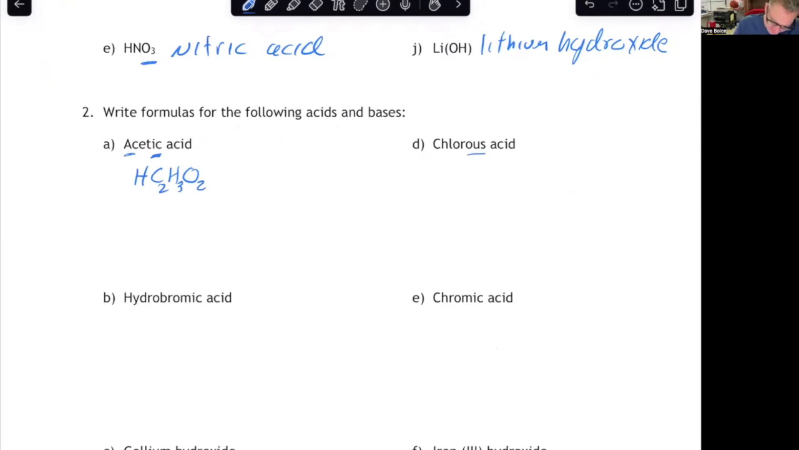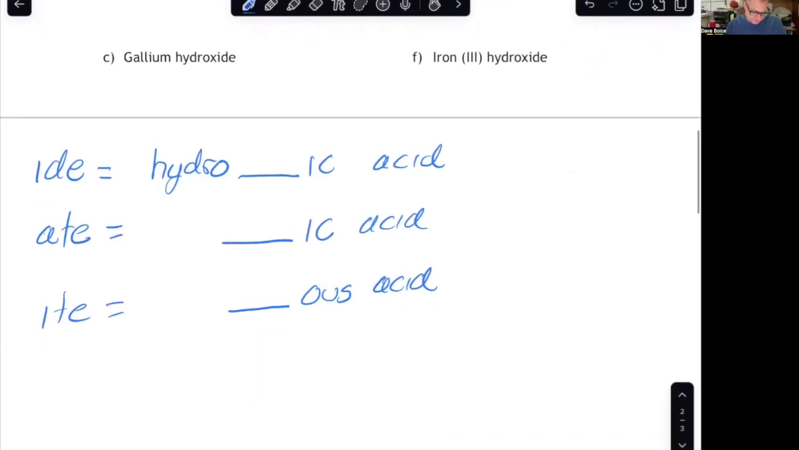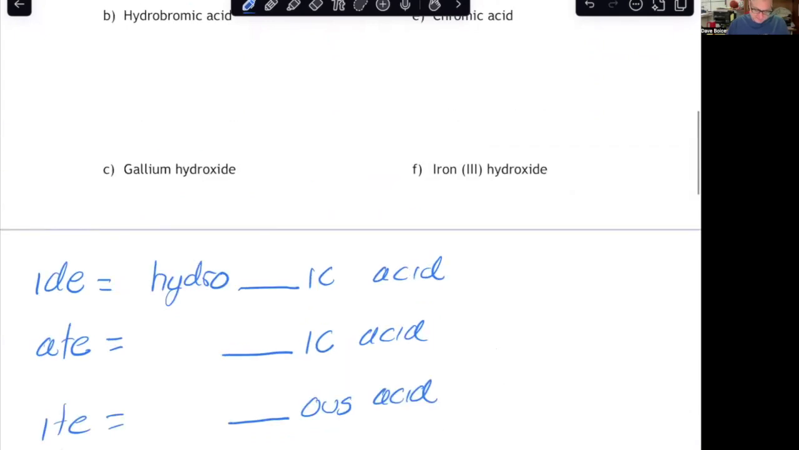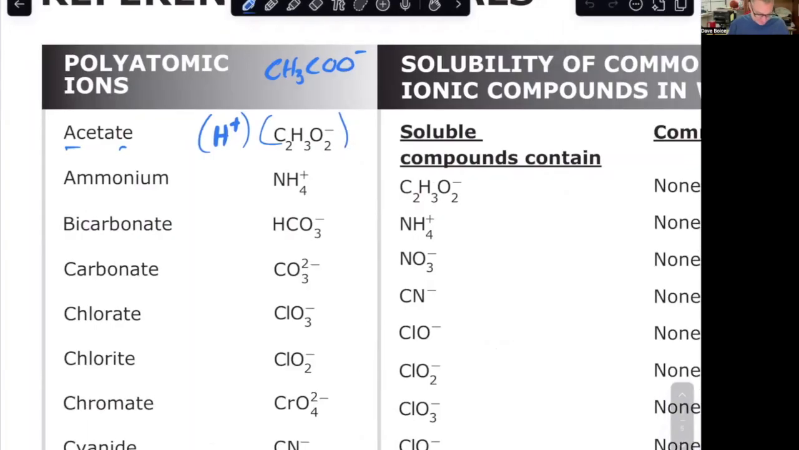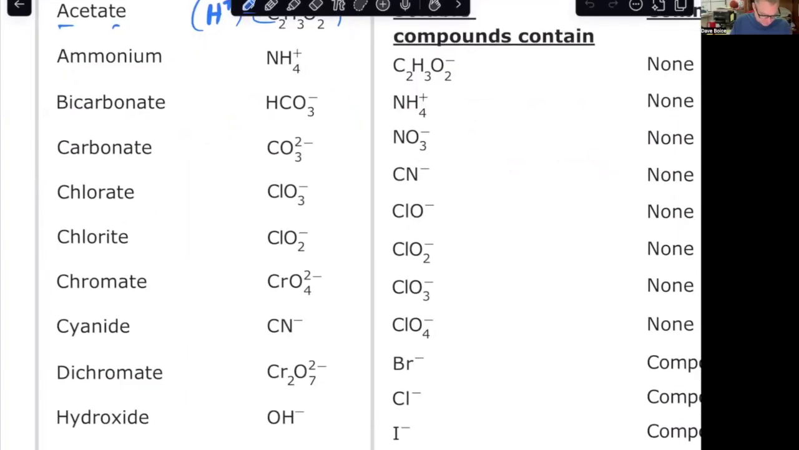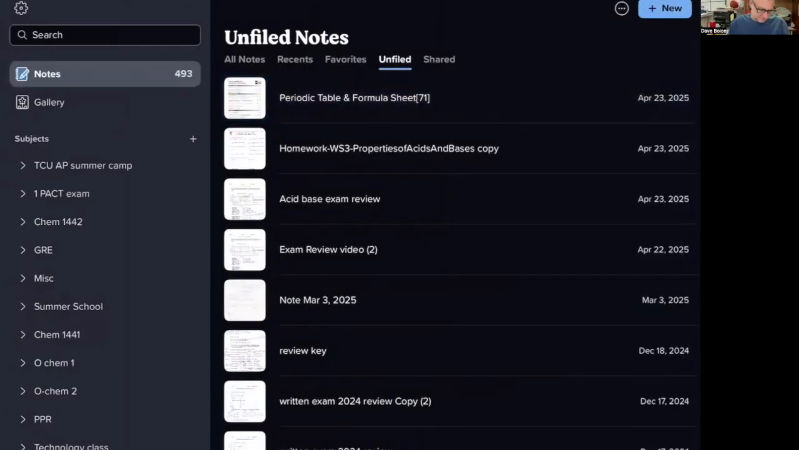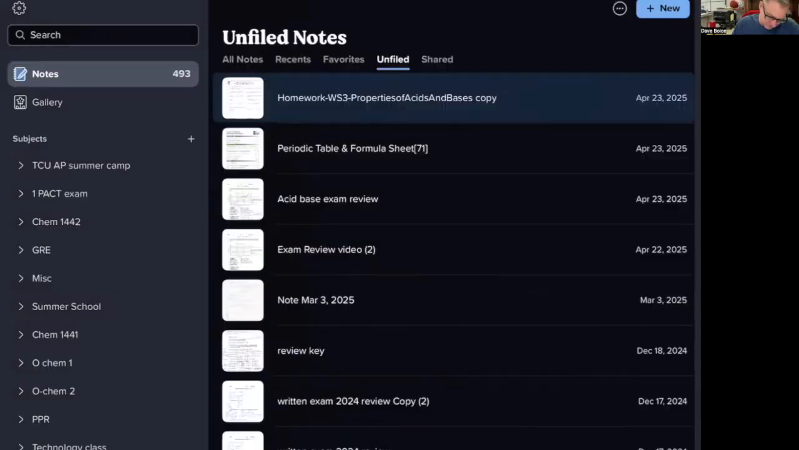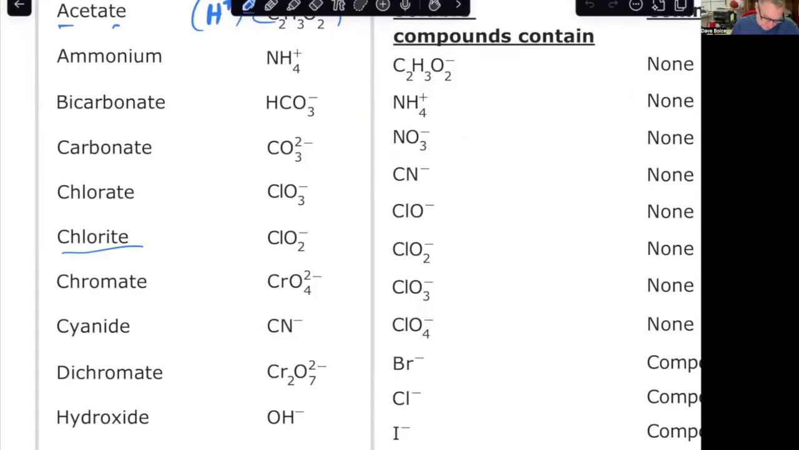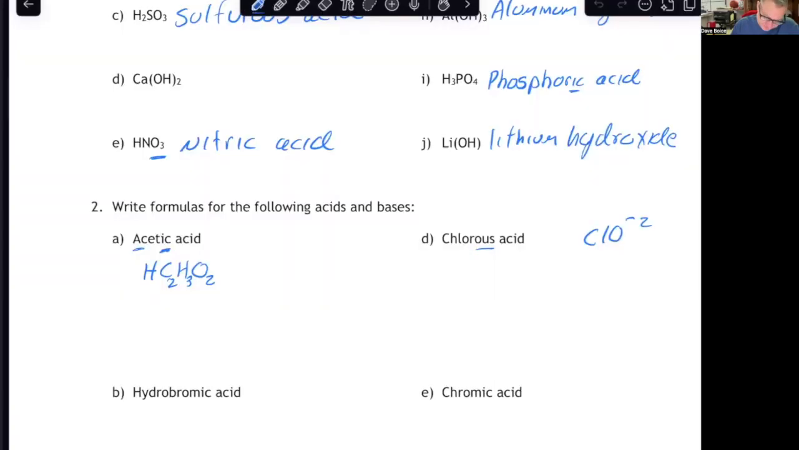Okay, chlorous acid. Again, no hydro, so I'm not looking for a binary acid. I'm looking for something that ends in ous. So I have ous, and ous came from ite. So I'm looking for something that starts with chlor and ends with ite, which is chlorite, which is right there, chlorite, which is ClO with a -2 charge. Whoops. So that's ClO -2. Wait, that's not right. No, ClO2 with a -1 charge. My mistake.